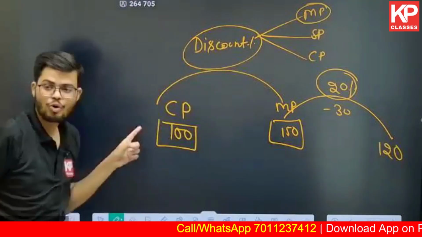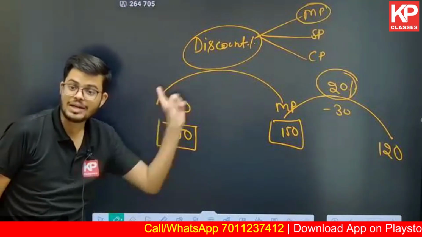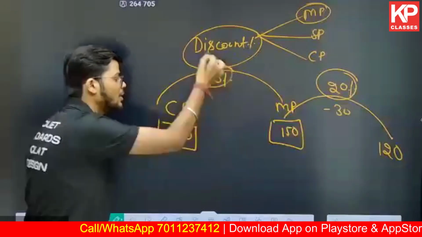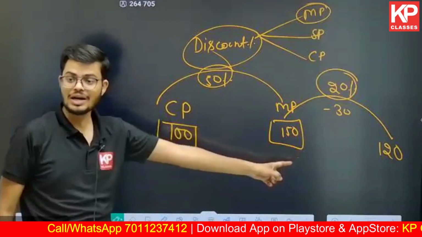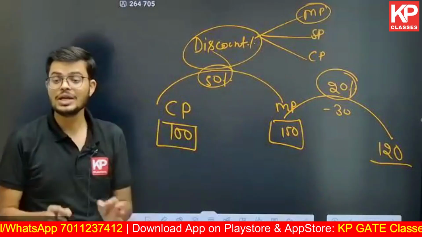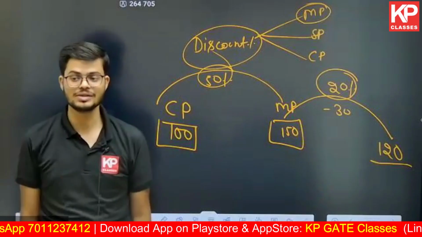That means if my cost price is 100, I'm marking up this price by 50%. My mark price is coming to 150. And then after that, I'm giving a discount of 20%. Selling price is 120. This is the profit that I'm making in this transaction.